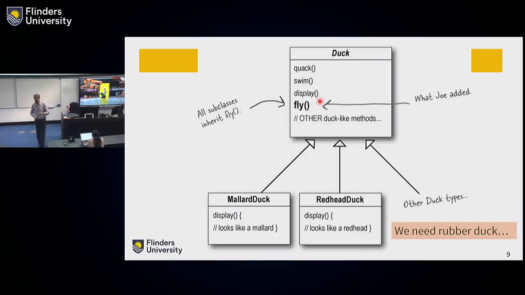Just remove those methods, and then do what? What about fly? We want ducks to fly. This is a solution. Remove those methods from the parent class and put them in child classes. Okay, this is one solution.